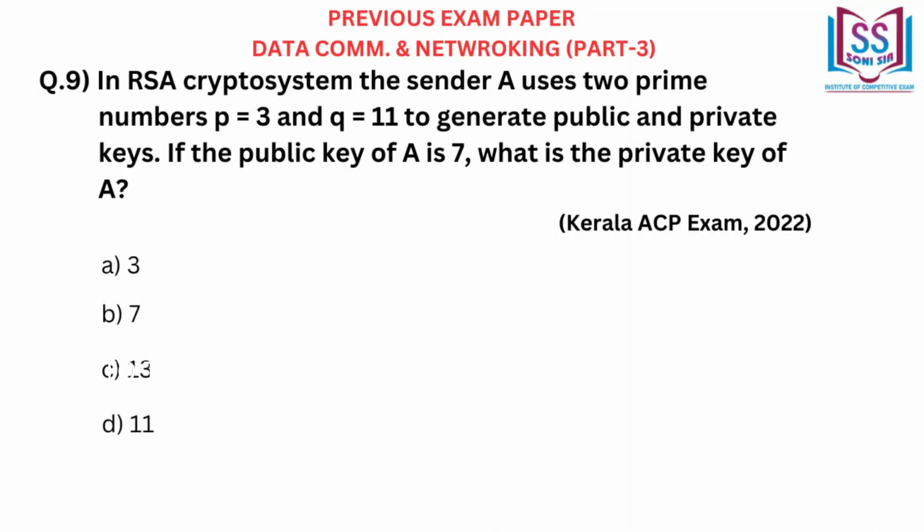In RSA crypto system, the sender A uses two prime numbers P equal to 3 and Q equal to 11 to generate public and private keys. If the public key of A is 7, what is the private key of A? A. 3, B. 7, C. 13, D. 11. Correct answer A. 3.